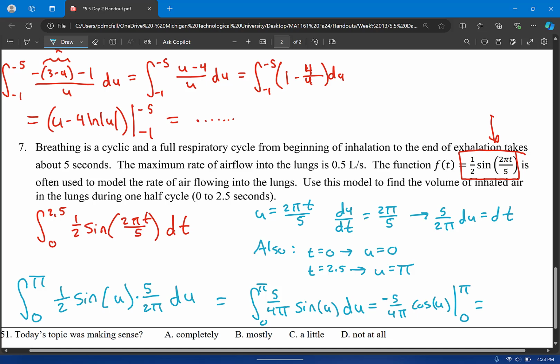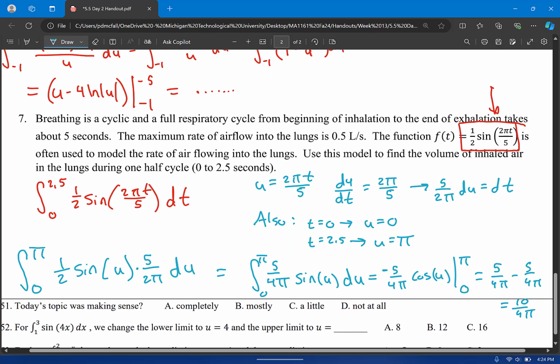So there's a lot of negatives going on. Let's see, you get 5 over 4 pi when you plug in pi. And you subtract. When you plug in 0, you have a negative again. So 5 over 4 pi. Looks like you get 10 over 4 pi. That's the amount of liters that you inhale into your lungs on average.